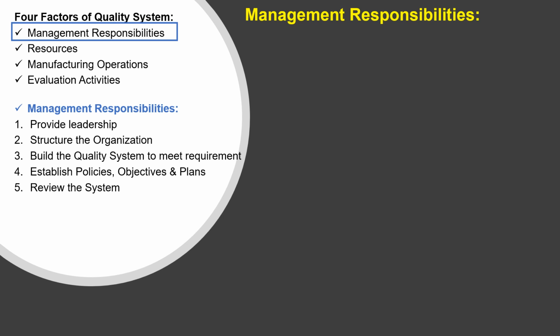First is to provide leadership. Second management responsibility is to structure the organization. Third is to build the quality system to meet the requirements for product manufacturing. Fourth is to establish quality policies, objectives, and plans. And fifth is to review the system. Let us now see the details one by one.